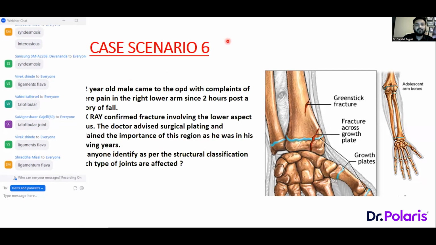Now, the doctor advised this patient surgical plating as well as a screw to immobilize this. And he explained to the patient something important about this particular area for growth. He said that in the growing years, you will have a problem. Now, can anyone identify, as per the structural classification, which type of joint is affected here?